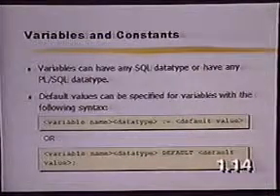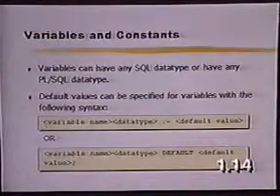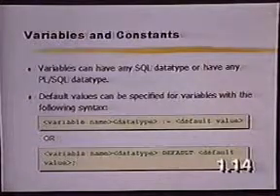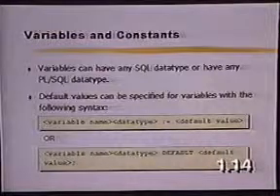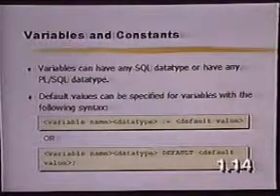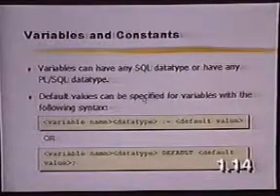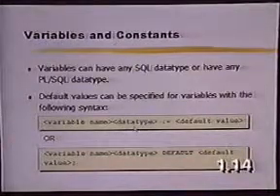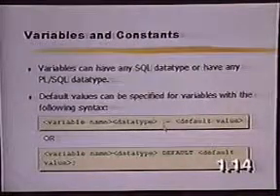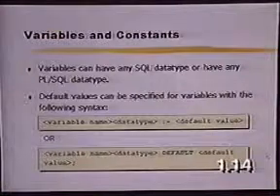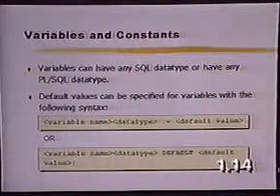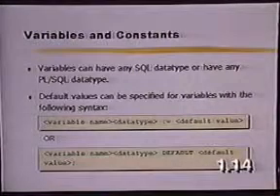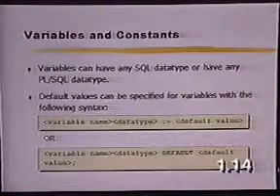Now, variables can have any valid SQL data type or any valid PL/SQL data type. The default values can be specified for variables using the following syntax: the variable name followed by its data type, followed by the assignment operator and a value. An example would be x number := 0. We're declaring a variable called x of the data type number, and its initial value is 0.